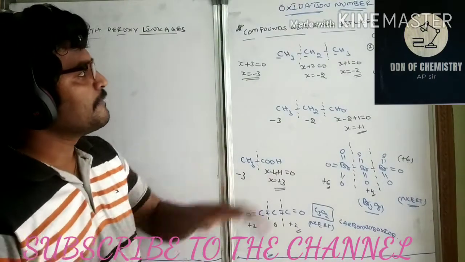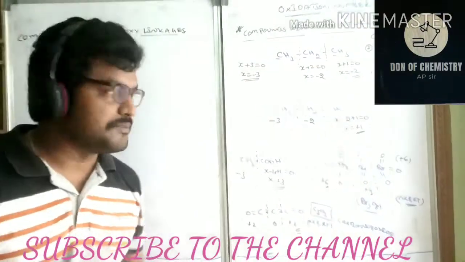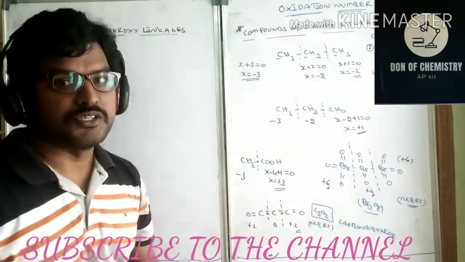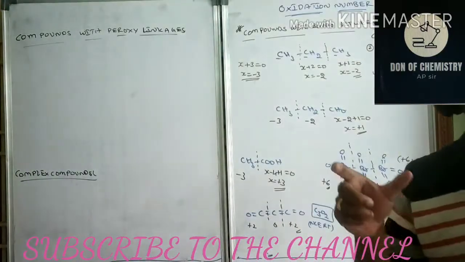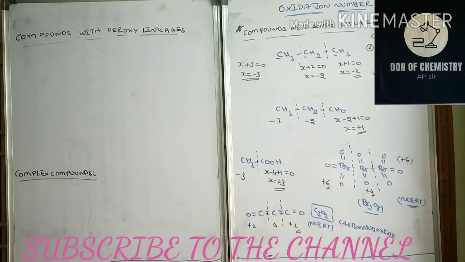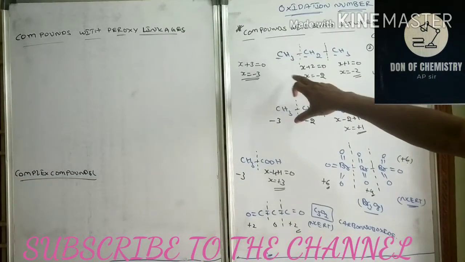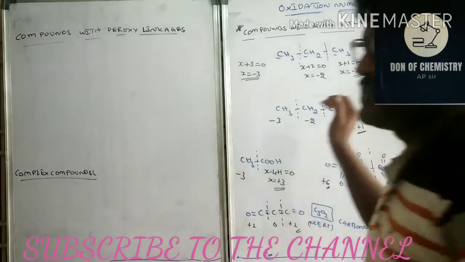Like this. These are the compounds with bonds between the same atom. This is a different species. So whenever you get compounds with bonds between the same atoms, you have to break the compound into fragments and consider every fragment as a separate neutral molecule, and by using the normal procedure you can calculate the oxidation state.